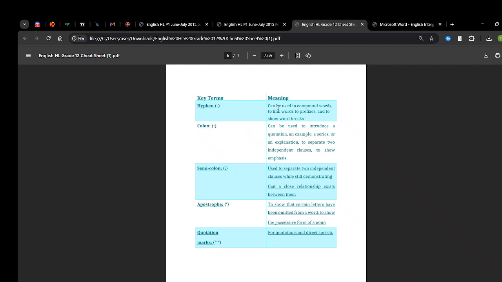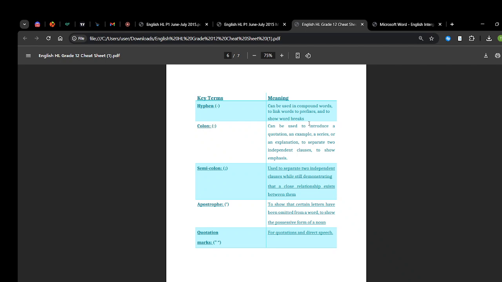You might not understand what they need. So a refresher course just before exams, going through these documents I send, these can help a lot. So a hyphen. Me, I knew this thing as a dash, guys. I don't know about you, but according to the notes, it's actually not a dash, it's a hyphen. A hyphen can be used in compound words to link the words, to link prefixes, and to show word breaks.